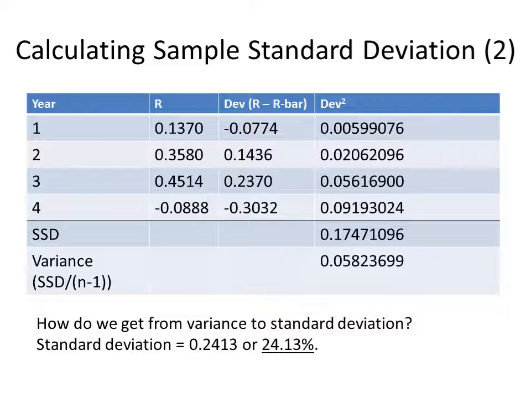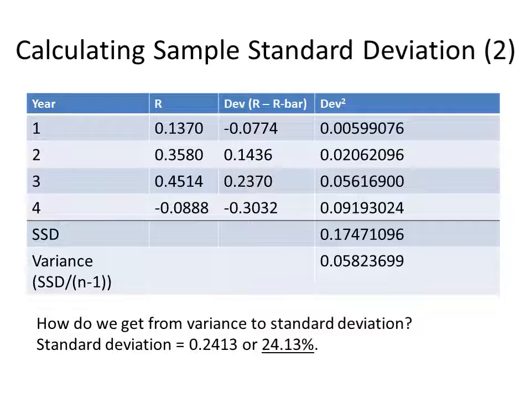Okay, so what we're going to do is take all those squared deviations and add them together. And that number is called the sum of squared deviations, or SSD. We're very close now. In order to figure out the variance, all I have to do is divide SSD by n minus 1. Well, what is n here? N is the number of years in your sample. In this case, it's 4. So n minus 1 is 3. So I'm going to take SSD divide by 3. And that gives me the variance.